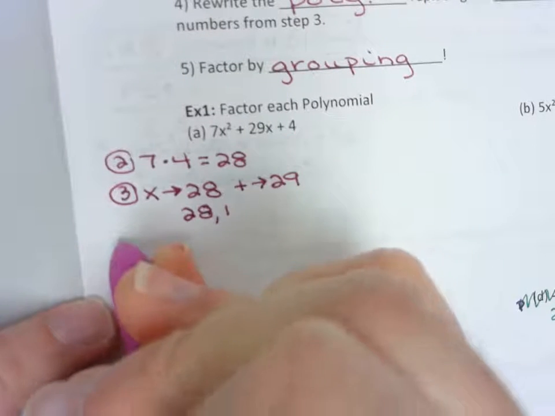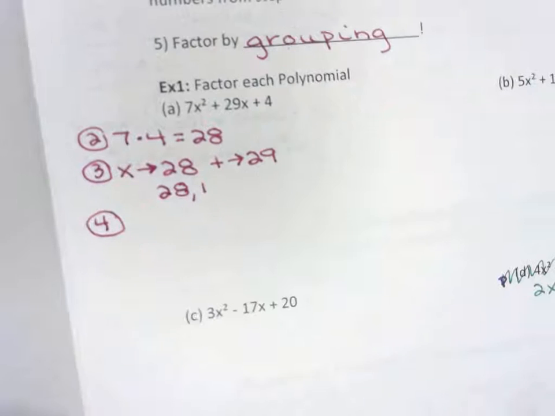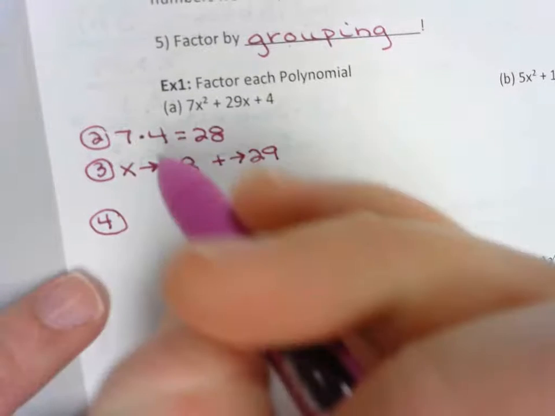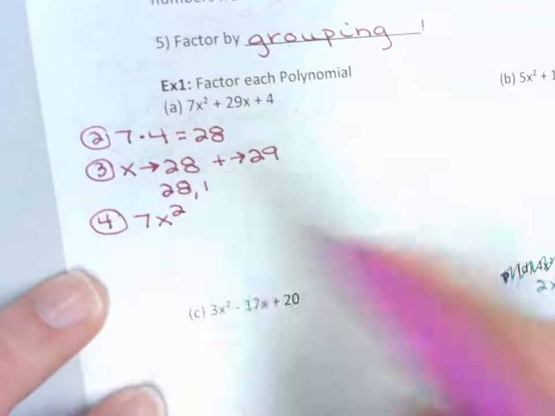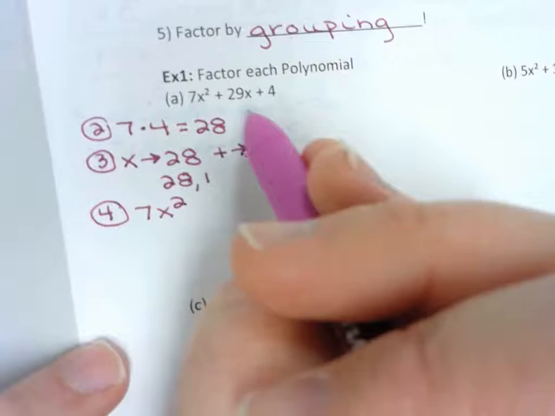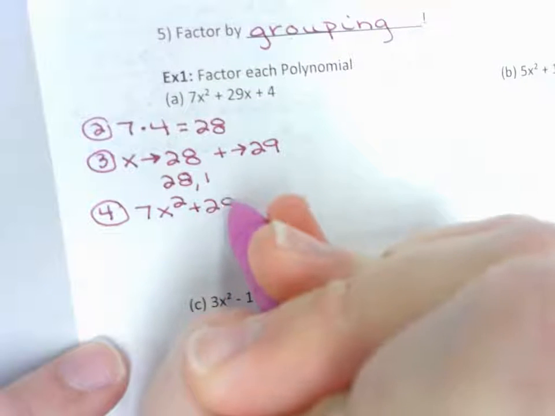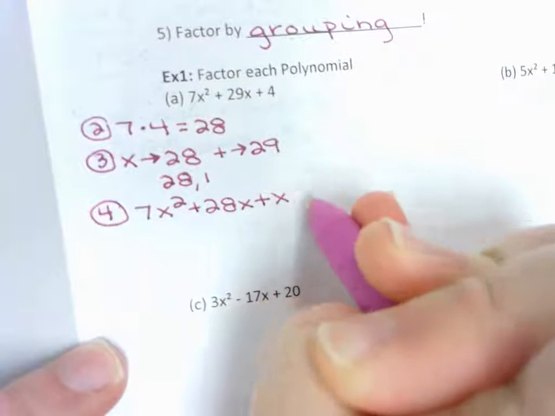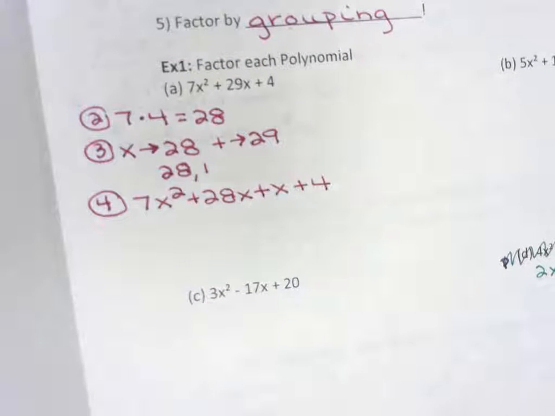Step 4. We are going to rewrite the polynomial, replacing the middle term with the two numbers from step 3. So as I start rewriting this, the only one I'm going to replace is the middle term. So 7x squared stays the same. Instead of 29x, I'm going to put 28x plus 1x plus 4. You have to keep the polynomial the same. So your middle two terms add to give you 29. So all I did was instead of 29x, I rewrote it as 28x plus 1x, which is the exact same thing, just broken up. And then the 7x squared and 4 stayed the same. Any questions on what I did there?